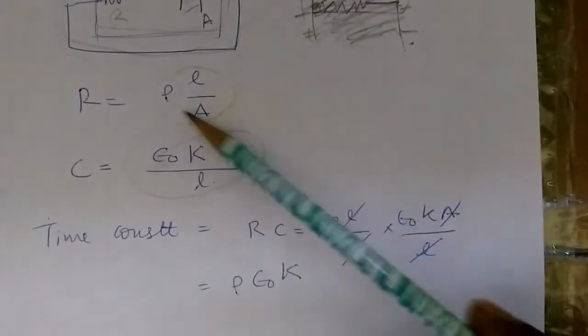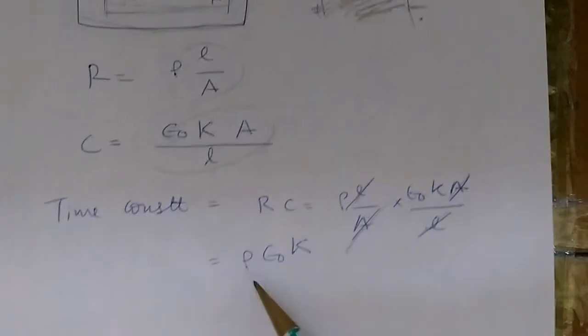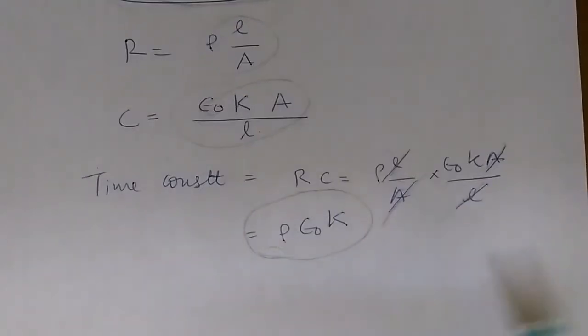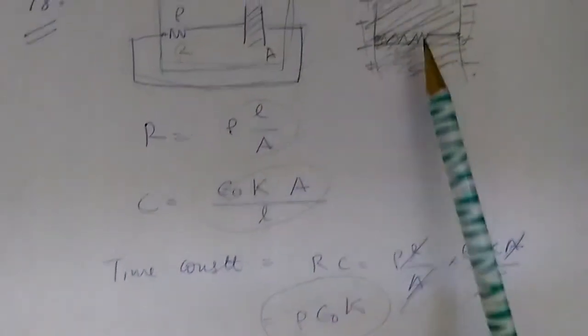So we will have rho L upon A multiplied by epsilon 0 K A by L. A cancels, L cancels. We get the result rho epsilon naught K. That is the time constant. And after this much time, the whole capacitor will lose its charge.